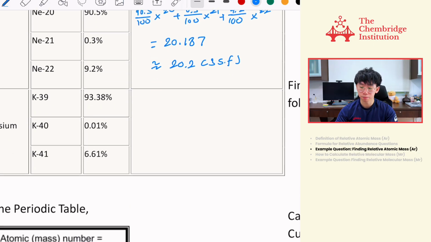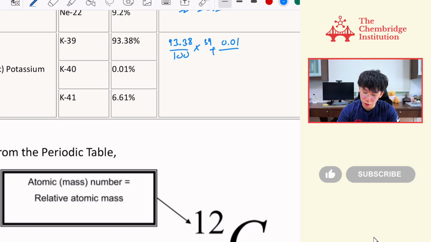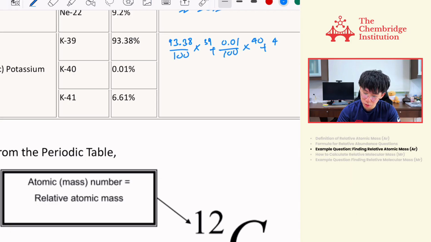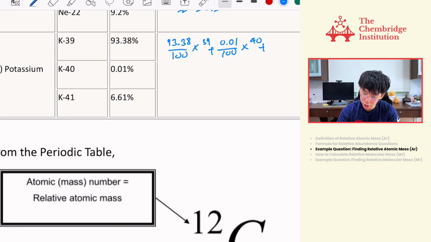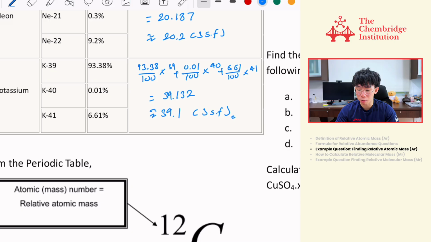One more example. For potassium, again, same thing. There are 3 isotopes. They give you the abundances, so you have to take the abundance and multiply it by all the masses. And then when we add it all up together, you get a value of about 39.132. If you round it, it's about 39.1. So it's no surprise over there.